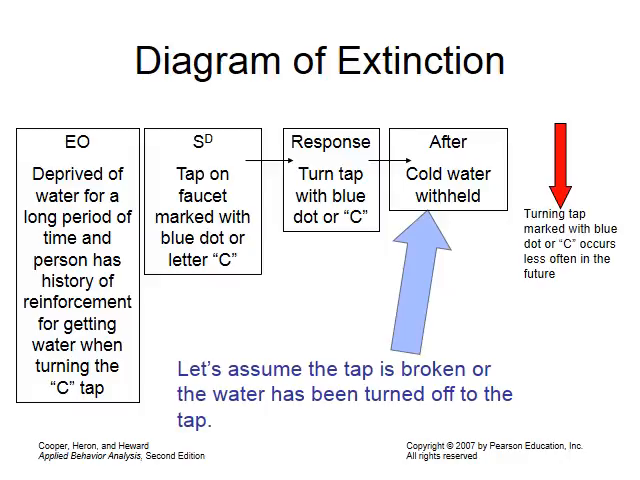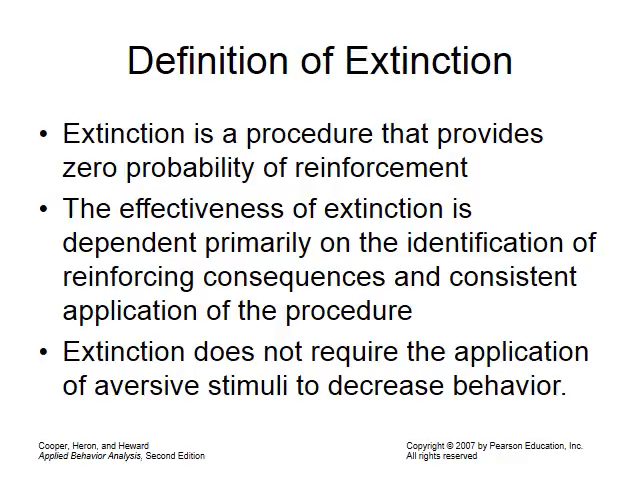And then after that happens, cold water does not come out. So let's assume that the tap is broken or that the water has been turned off to the tap. So turning the tap marked with the blue dot or C is going to occur less often in the future at that sink because water is not available as a consequence for the behavior. So extinction is a procedure that provides zero probability of reinforcement. So again, we're withholding the reinforcement that the person or the organism had received for engaging in the behavior in the past.